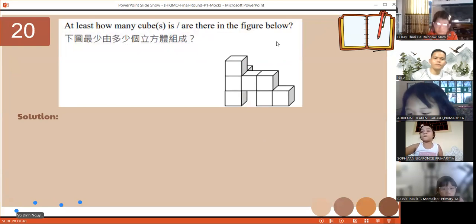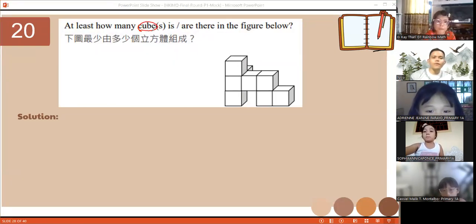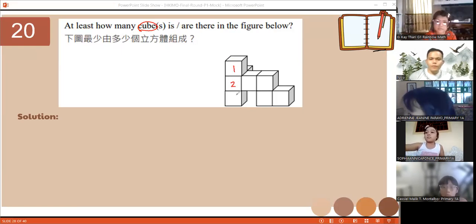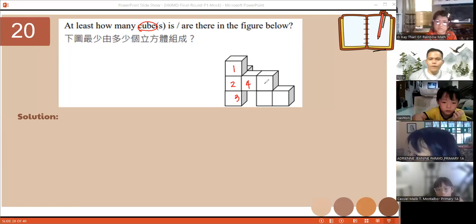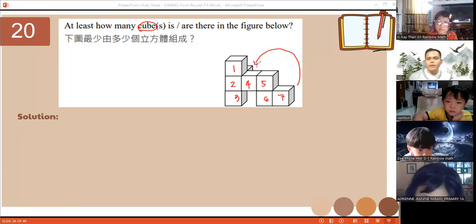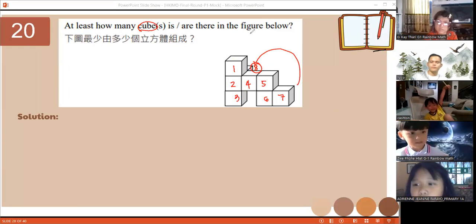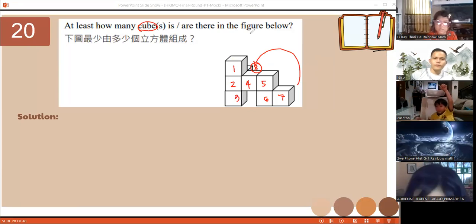This one. Yes. So you're going to need to count the number of cubes, right? So this is 1 cube, 2, 3, 4, already, 5, 6, 7. But take note that there's still one at the back. So that one is the 8th one. So the answer is 8.